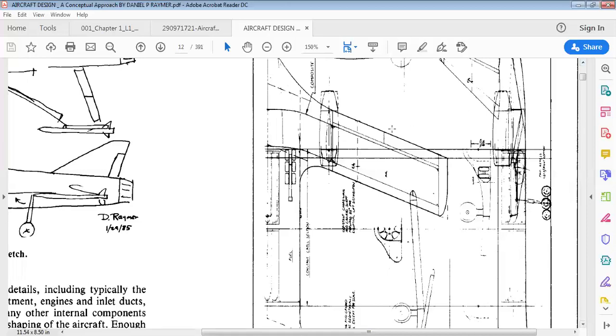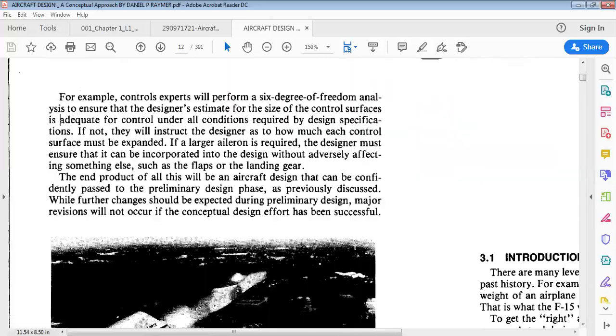These are all conceptual layouts here. And what type of material, you can see there are composite materials. I'll speak about it in detail. For example, control experts will perform a 6-degree of freedom analysis to ensure that the designer's estimate for the size of the control surfaces is adequate for control under the conditions required by the design specifications.